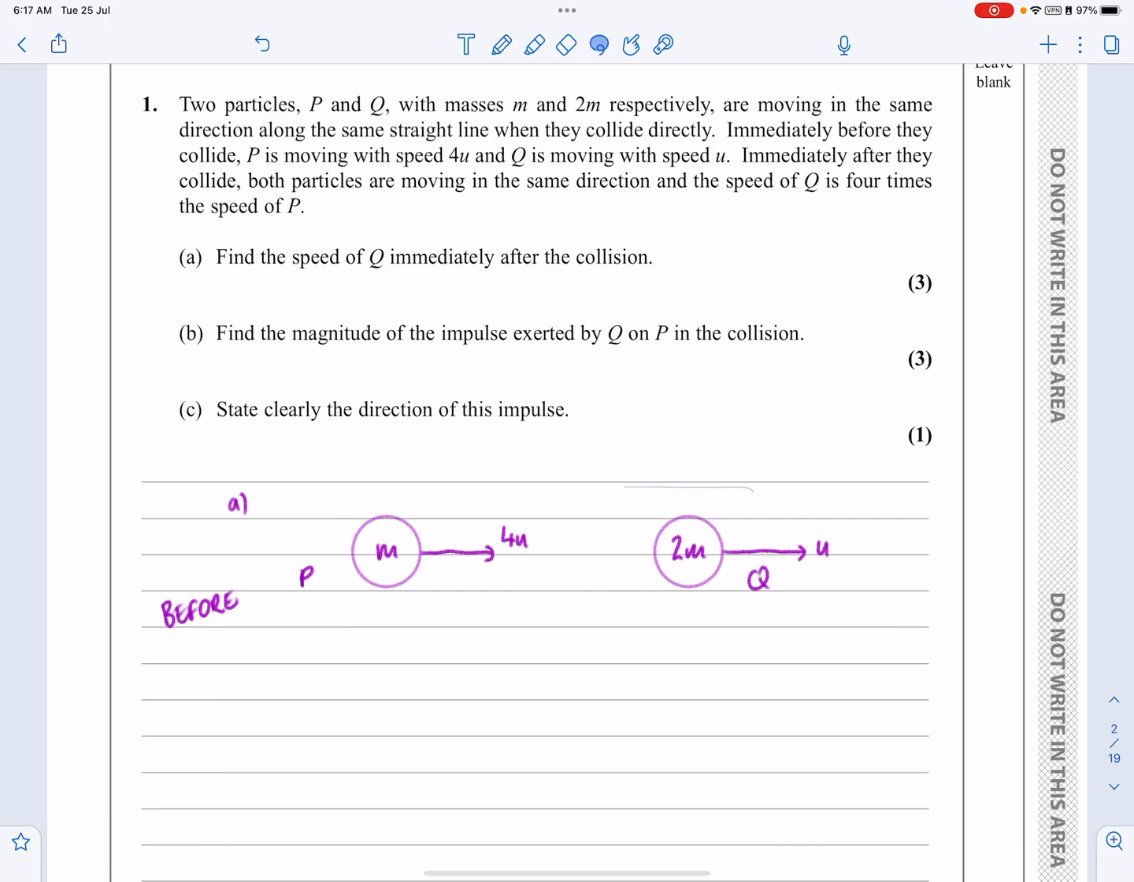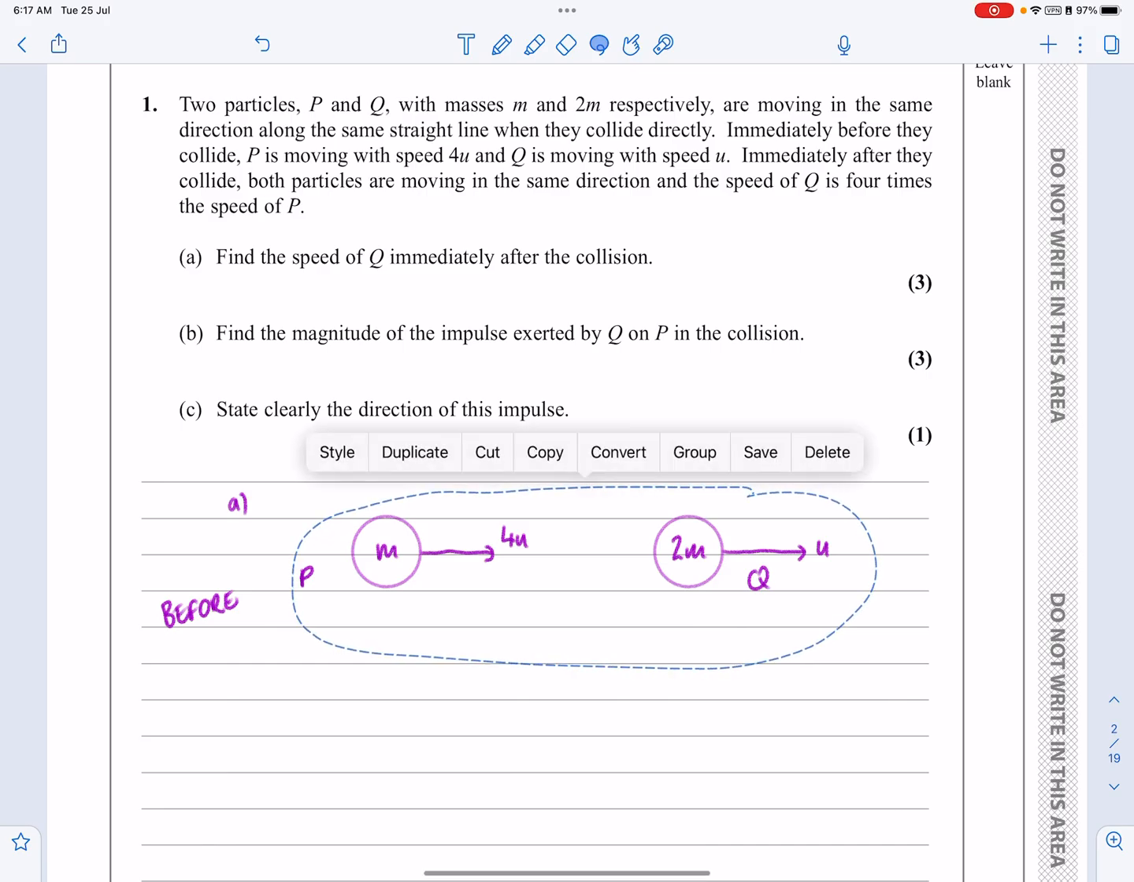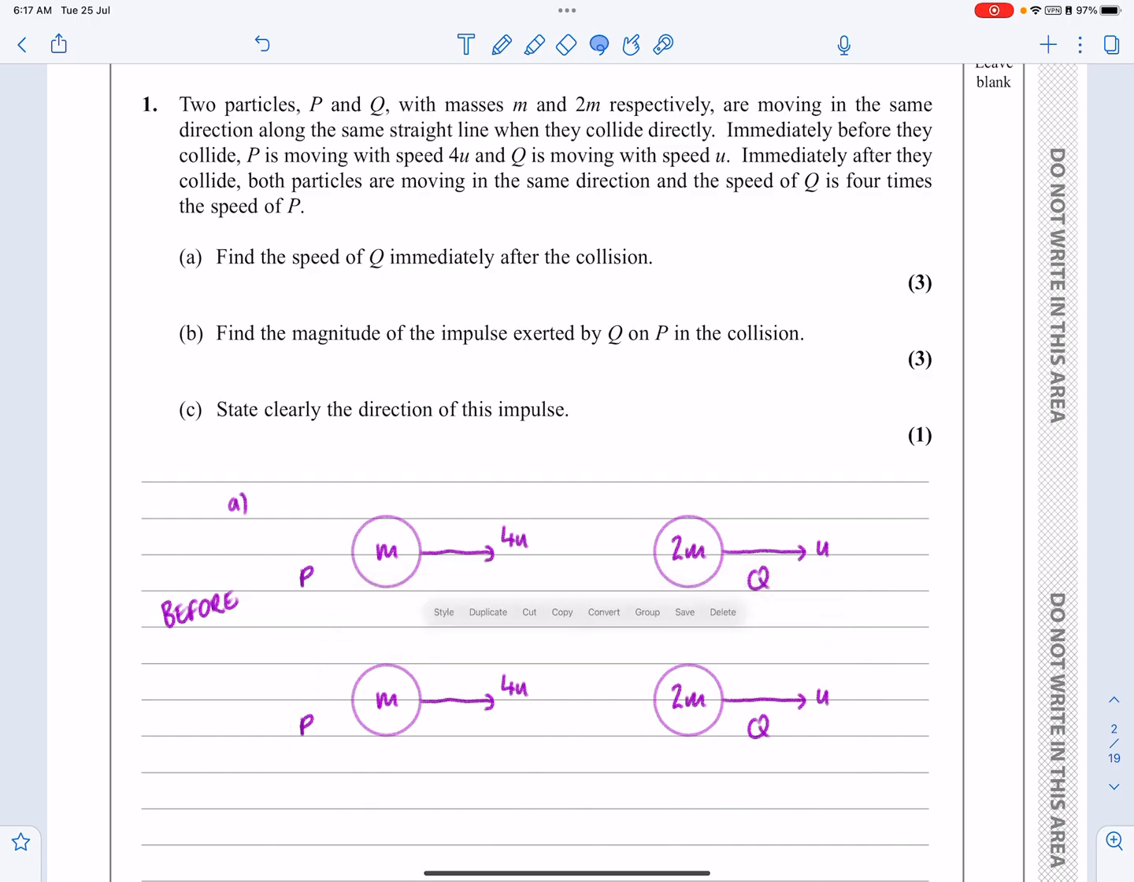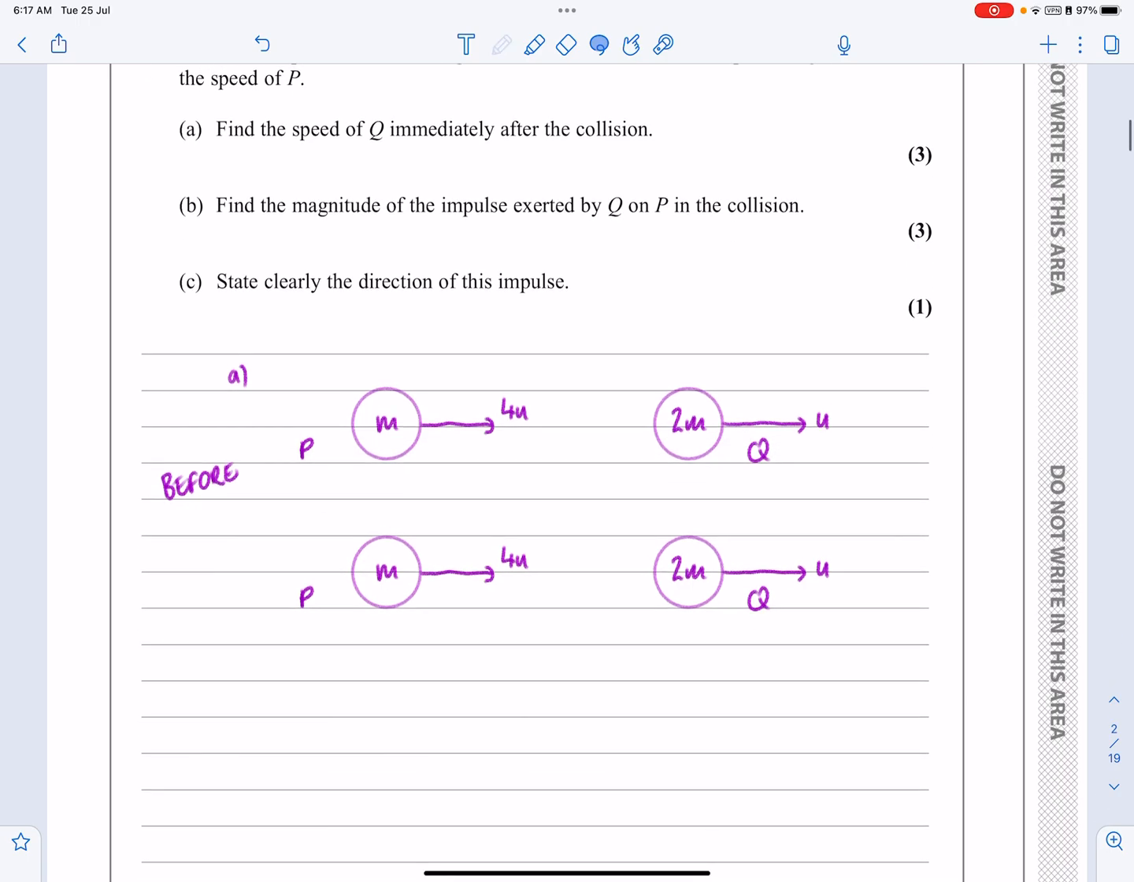Bear with me a second while I copy this to make it easier to have a neat diagram. So after, what's going on? These two speeds, they've told me they're going in the same direction, and if I decide to call that one V, which I'm going to, then this one has to be 4 times as big, so it has to be 4V.